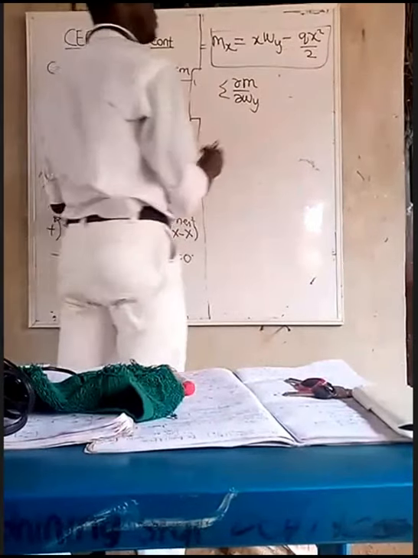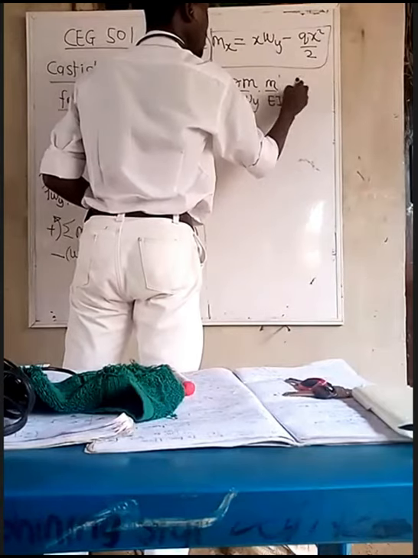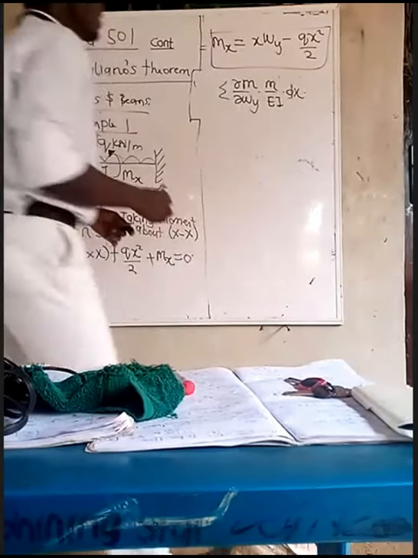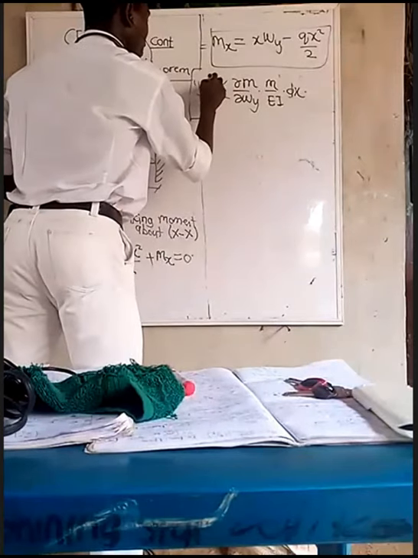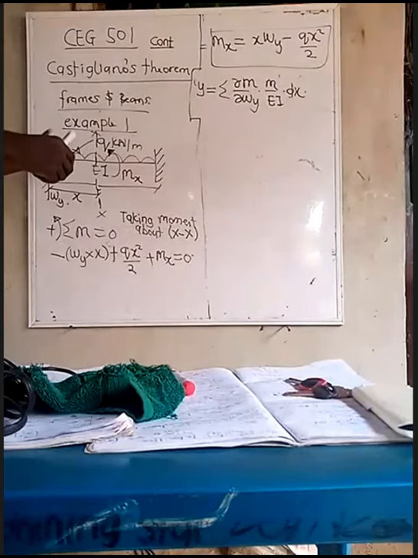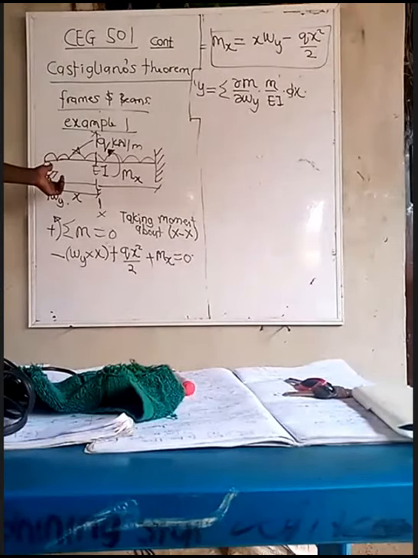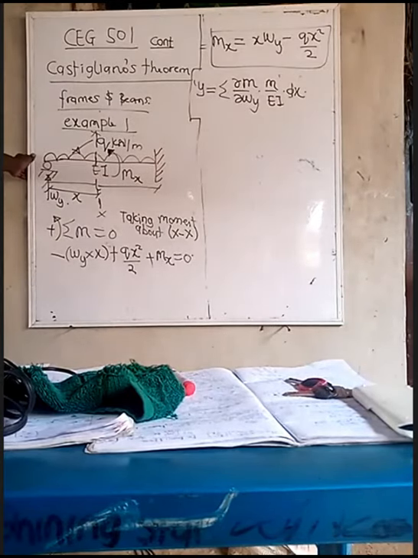So the m, the WY, times M over EI, dx. This is what we are going to apply. This will be our Y, the deflection. But I wanted you to know that the deflection at this point is equal to zero. The deflection here is also equal to zero.